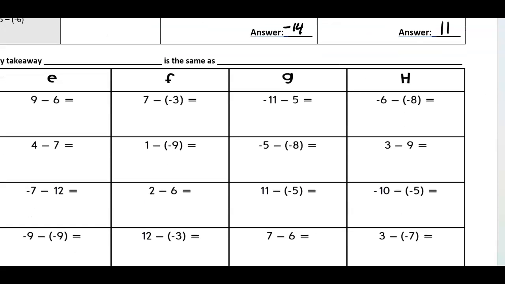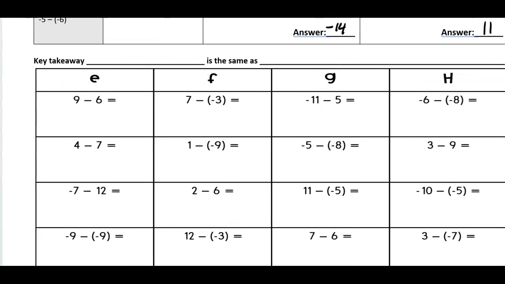All right, so we'll do a couple together. 9 minus 6. You might be saying, well, I just know that's 3. Yeah, well, let's prove it. 9 minus 6. Keep, change, change. 9 plus negative 6, because it was a positive 6, right? And that does give you 3, because it's a DSSM. There are more positives than there are negatives, different signs, so I subtract, and I get positive 3.